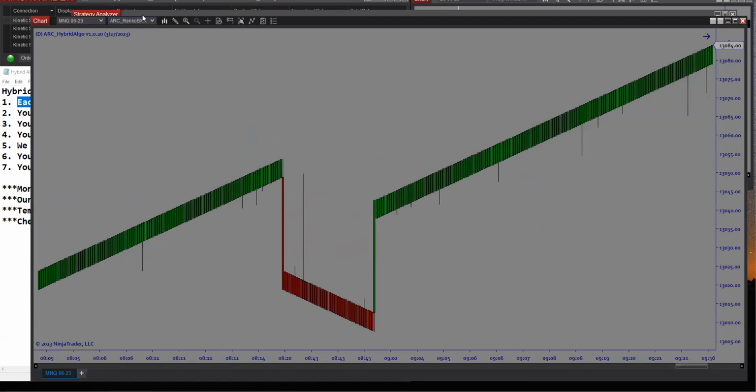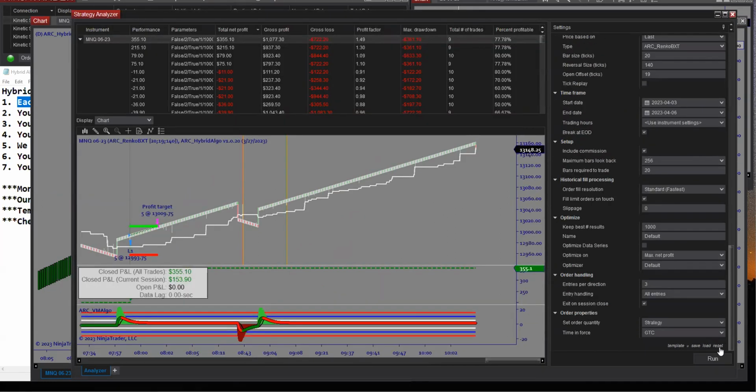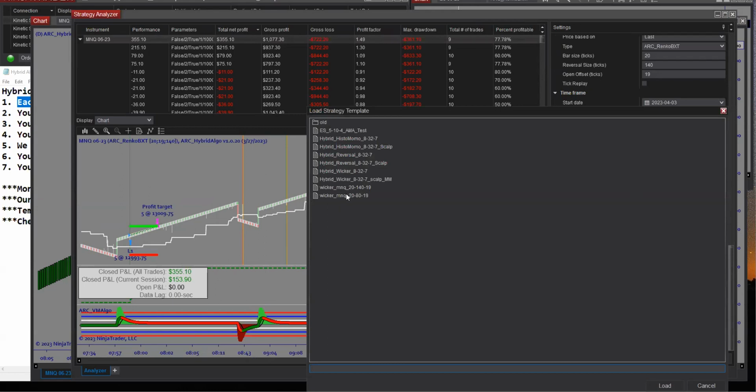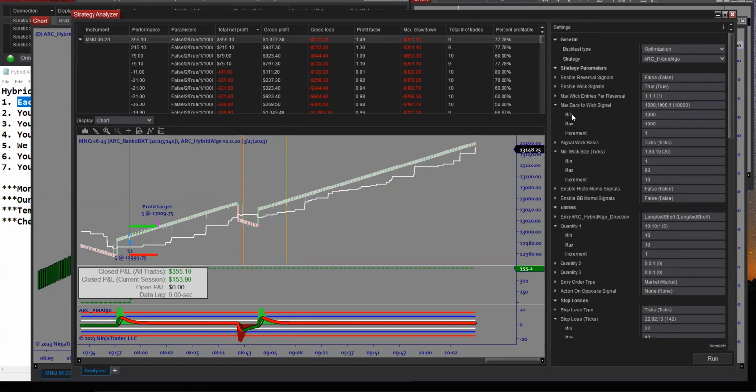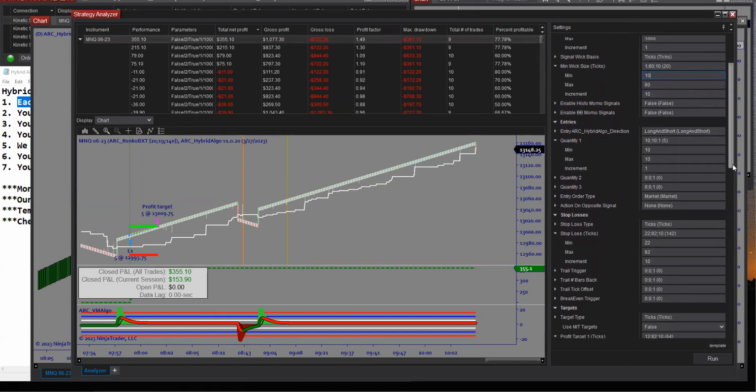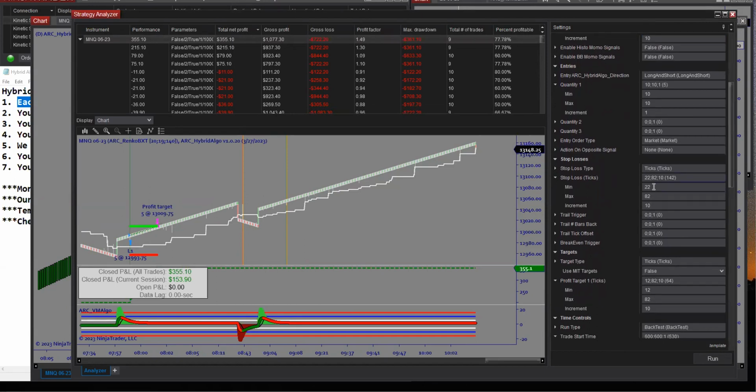No problem. Let's go back. I'm going to show you the way I set up. I'm going to show you the template that I had set up earlier for the other variable. I'll do this in a second, guys. I really want to make sure I spend some time on the wick. So I put a minimum, maximum 1,000 bars, minimum wick 80, maximum wick 80 ticks. And I think I put it like minimum wick size 10 ticks and quantity 10. Stop loss 22 to 82. Target 12 to 82.